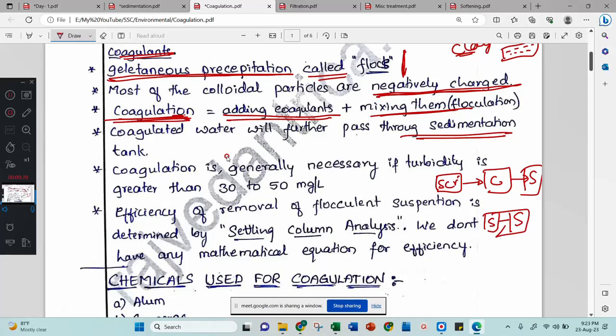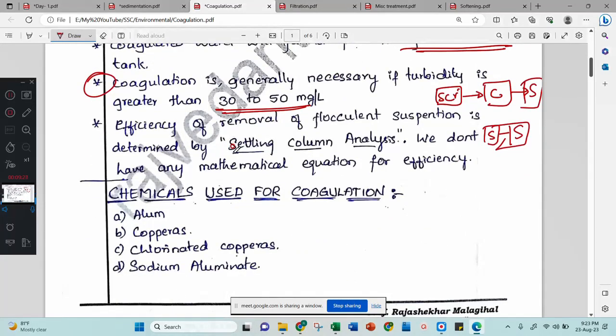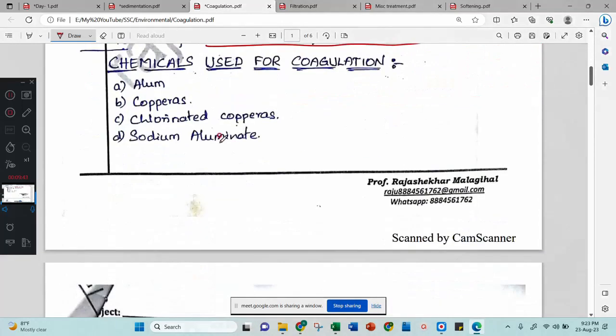Coagulation is generally necessary if the turbidity is greater than 30 to 50 mg per liter. Very important. Then only we will provide coagulation. Efficiency of the removal of flocculant suspension is determined by settling column analysis. There is one experiment called settling column analysis. We don't have any mathematical equation for efficiency here in the coagulation tank.